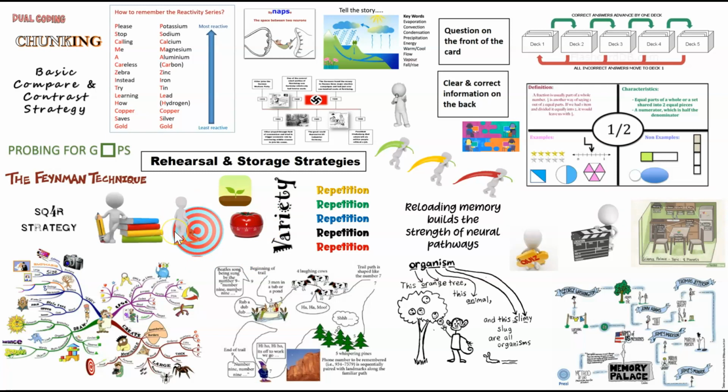Set a goal for each of your retrieval spaced practice activities. What is the goal? By the end of this activity, you must know the 10 phases of X, Y, and Z. So a basic compare and contrast strategy, just excellent for clarifying those concepts so that they're not so fuzzy. The Frayer model, reloading memory builds the strength of neural pathways. It's as simple as that. So, yeah, good luck with your thinking it through.